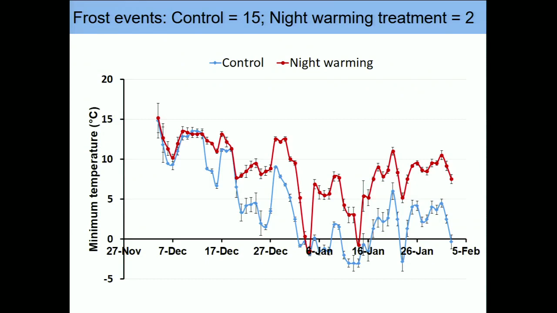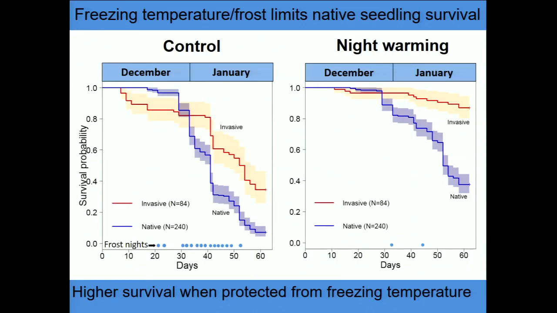It's minimum temperature on the y-axis. We can see that this red line, which is minimum temperature in experimental plots, with a few exceptions, remained well above zero and also 3 to 4 degrees greater than that of control plots. Whereas in control plots, temperature dropped below freezing point quite a few times. Let's have a look at the results. So in control plots, we can see that the native tree seedling survival dropped down sharply, and by the end of the experiment, less than 10% of the seedlings survived.